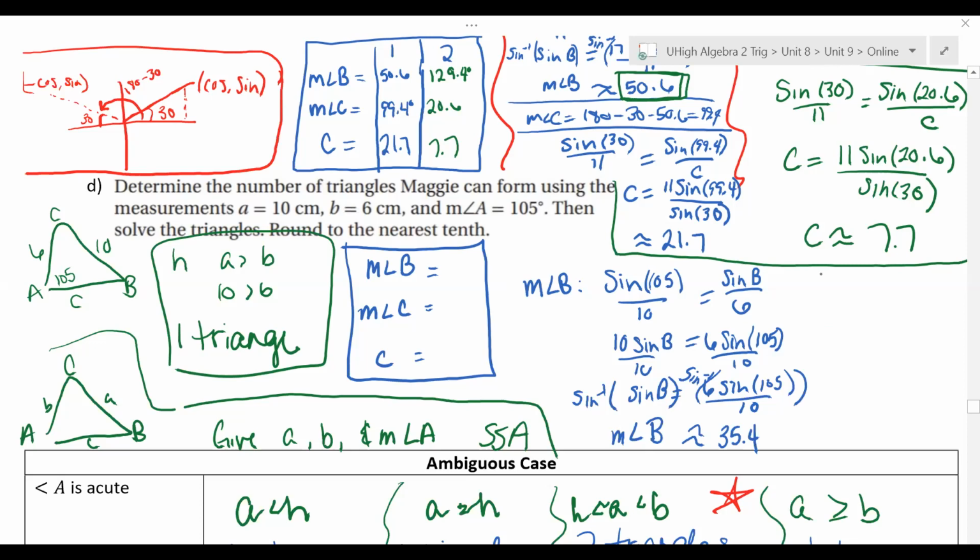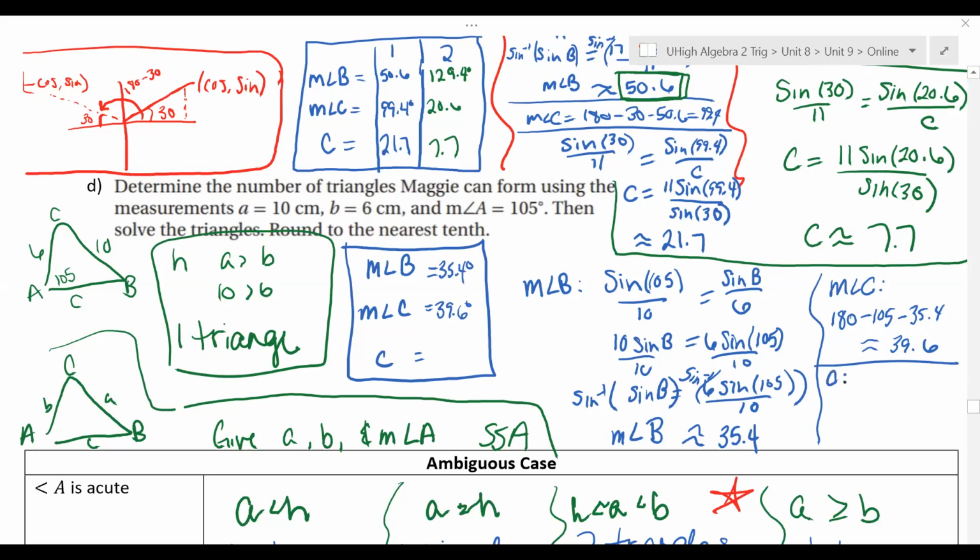Okay, so I could solve for the measure of angle C now. That's going to be 180 minus A minus B, and I find that the measure of angle C is approximately 39.6. So B was 35.4 degrees, C is 39.6 degrees. And the last thing to solve for is our side length c.